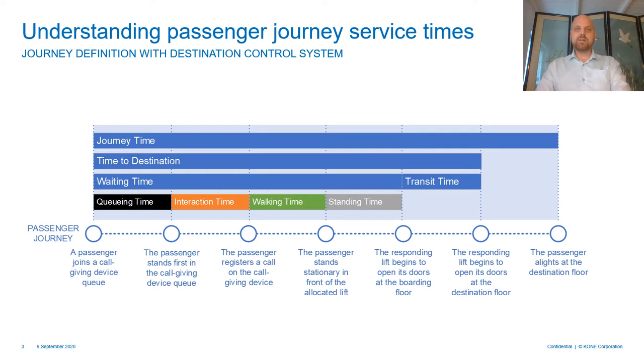When looking at the passenger journey definition with destination control system in more detail, we can identify how waiting time is actually divided into subcomponents as follows. Queuing time starts when passenger joins a qualifying device queue until passenger arrives to qualifying device. Interaction time starts from the qualifying device until passenger receives serving lift, after which walking time is until passenger stands in front of allocated lift. Standing time starts when passenger arrives in front of the lift until serving lift begins to open its doors at boarding floor.